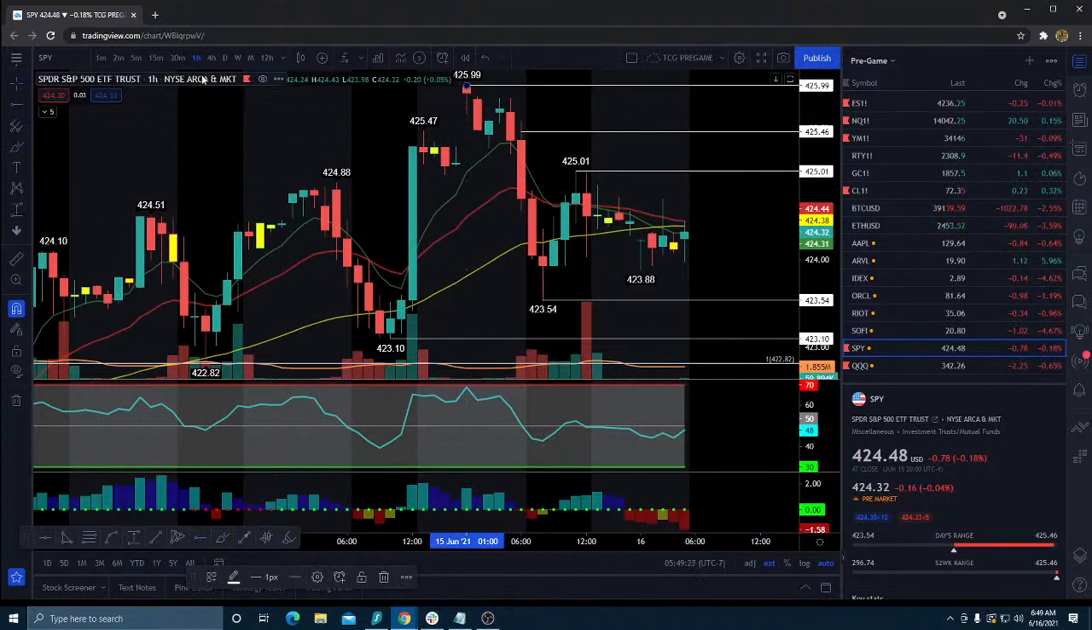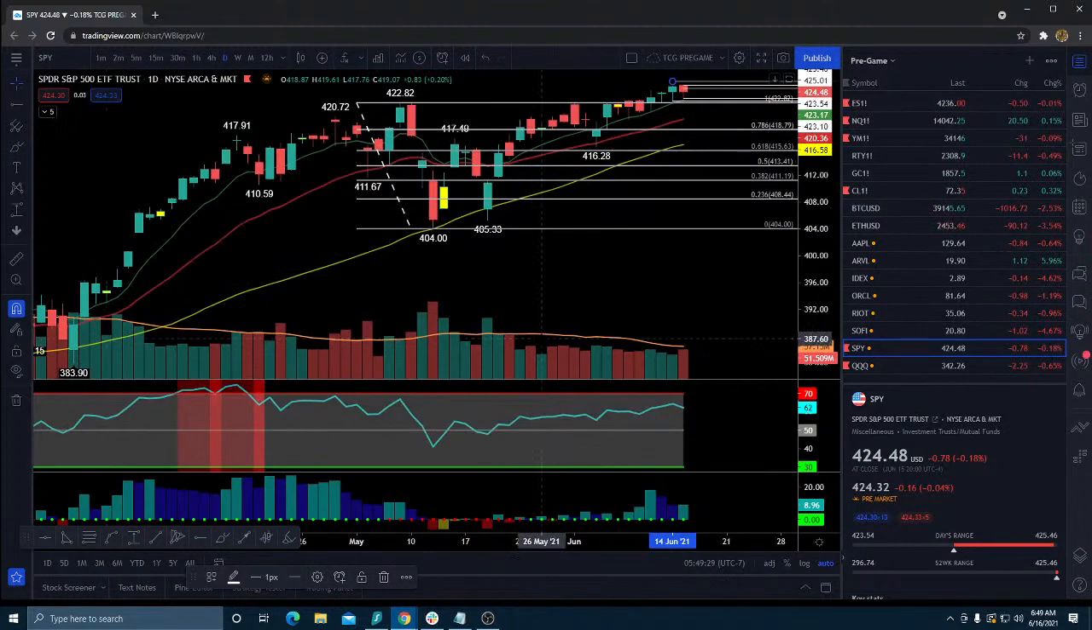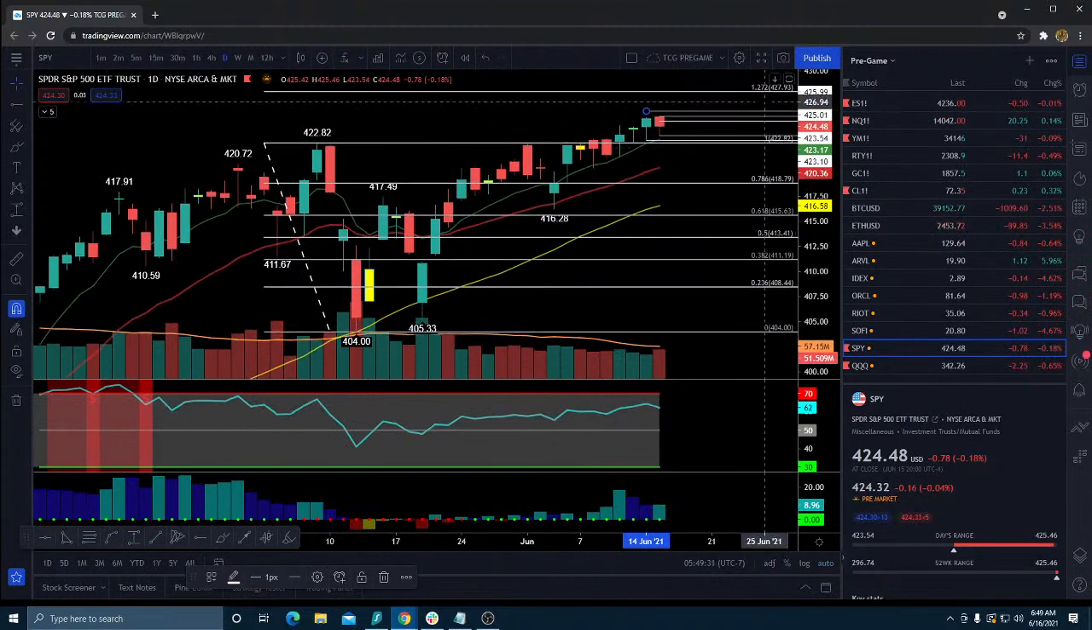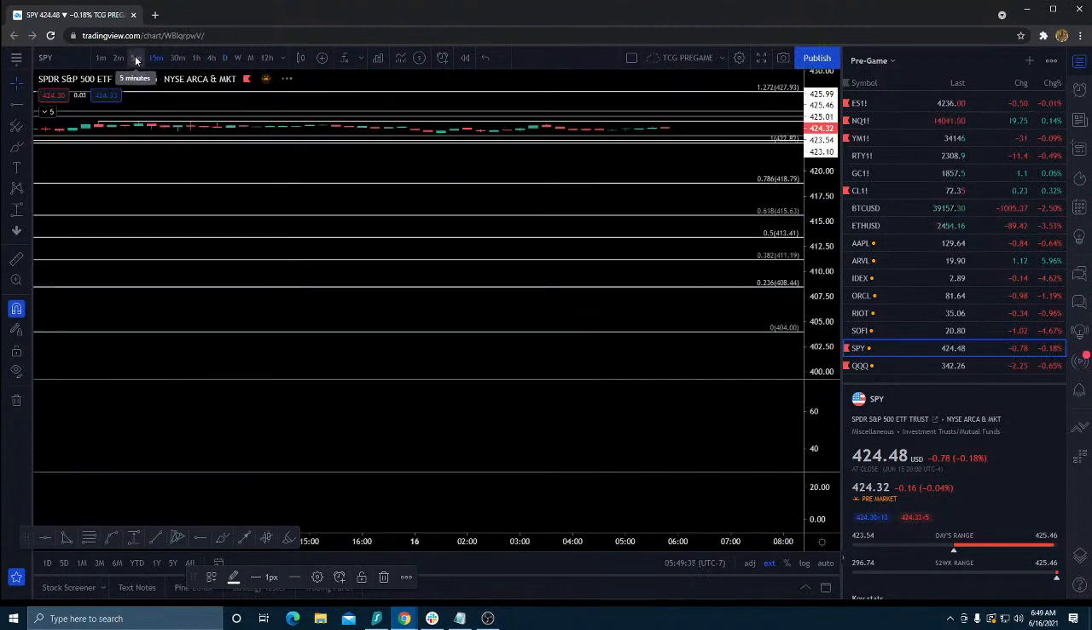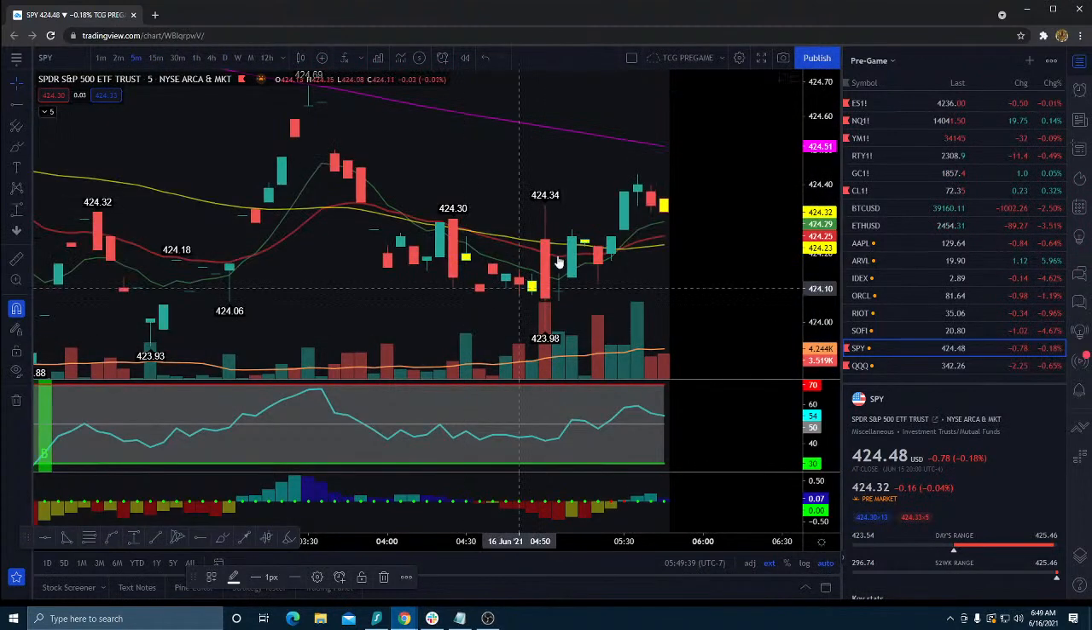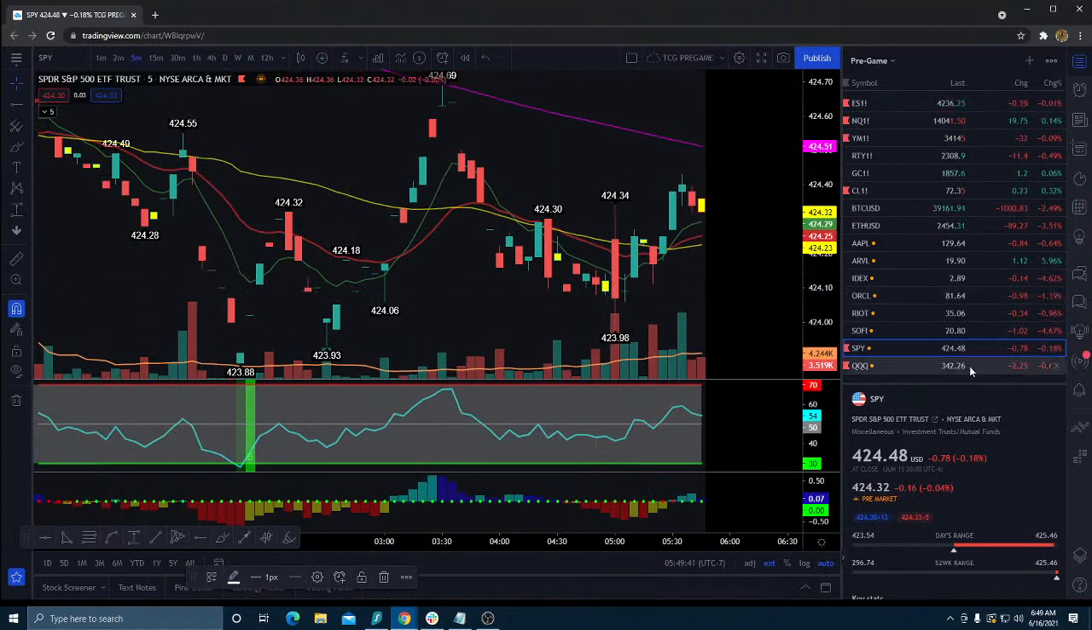42599 is the level. If we were to really get jiggy with it, the next target would be 42793. We are in a daily uptrend on SPY. Bears have to prove it. They are in the hot seat, not the bulls.